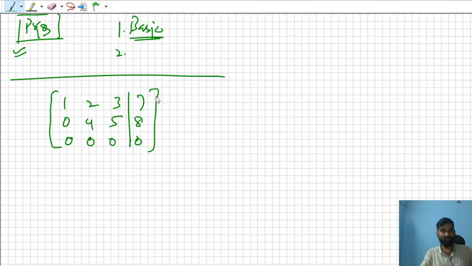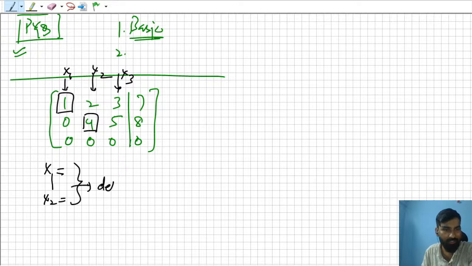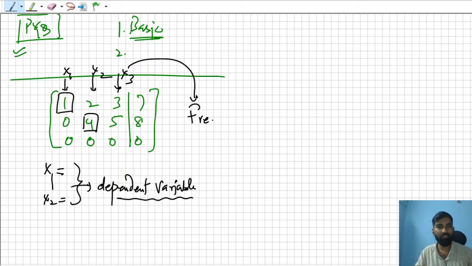The columns which have a pivot correspond to variables. Two pivots are there, so this corresponds to x1, this to x2, and this to x3. So x1 and x2 are what we call dependent variables. But the third column does not have a pivot. What is the name of this variable? Let's name it. It is a newborn, so you have to name it, right? This one's name is free variable.